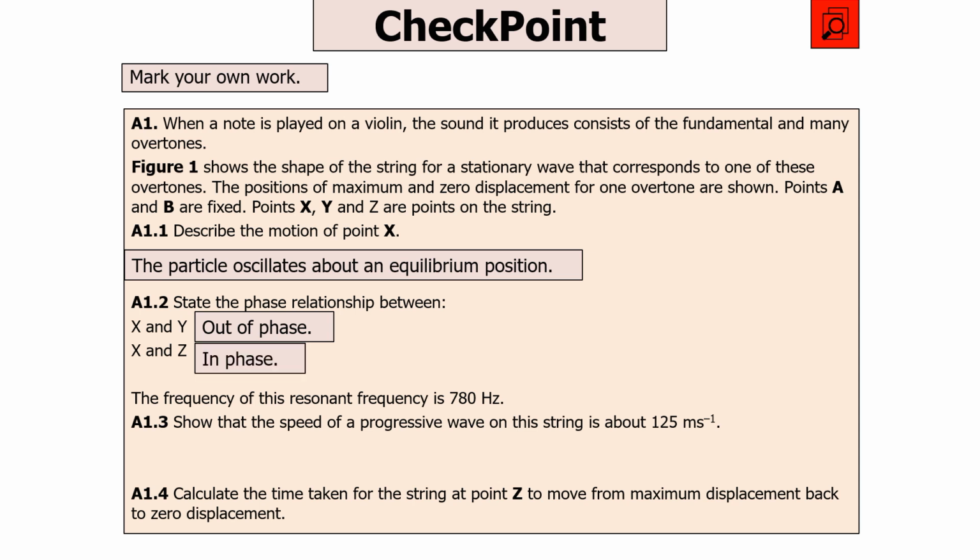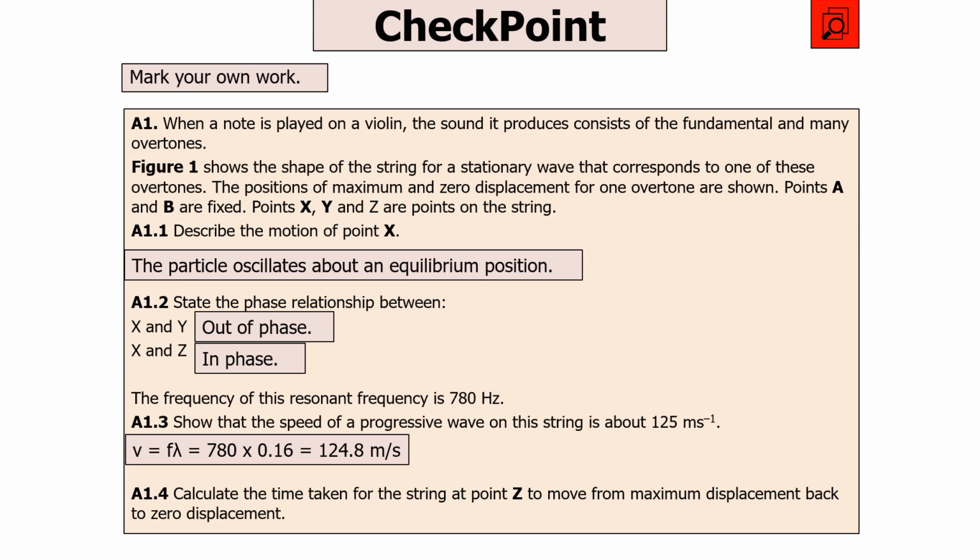Now, in the next question, speed is equal to frequency times by wavelength. Now, you can work out what the wavelength was. It was 0.16 meters because the entire length of the string was 0.32 meters, but that was for two waves, so one wave was 0.16. So you multiply that by 780 Hz to get to 124.8 meters per second.